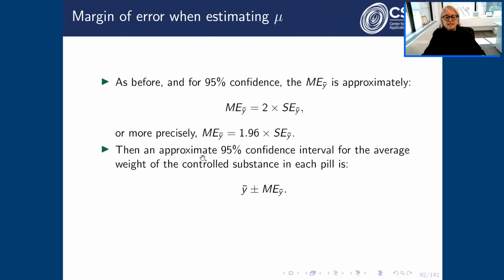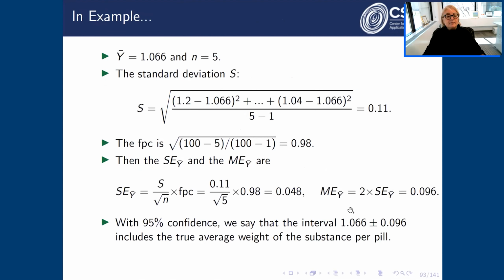So an approximate 95% confidence interval for the population mean is the sample mean plus or minus the margin of error. All right, so in our example, we can compute this relatively easily. The first thing we need to do is remember the y bar was 1.066. I had a sample of size 5. So the first thing I need to do is compute S, and S is just each observation minus the mean squared, all of those squared deviations added up and divided by n minus 1, which is 4 in this case, and I get 0.11. The finite population correction factor is 0.98.